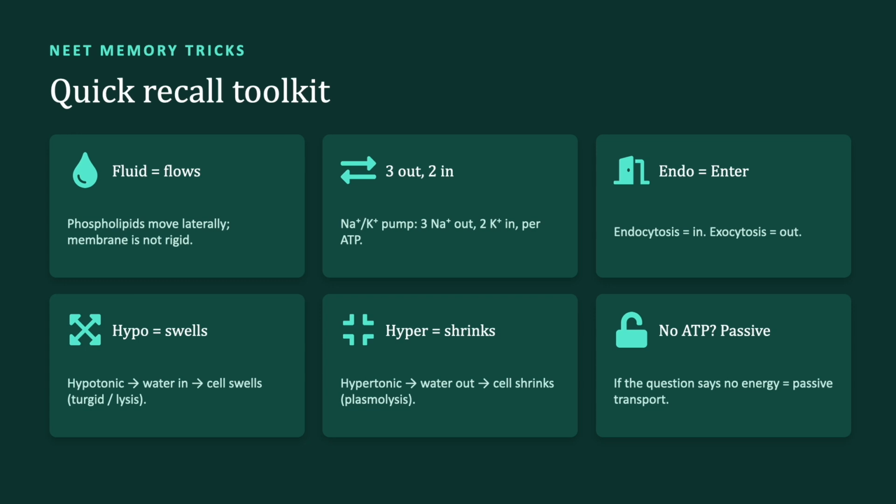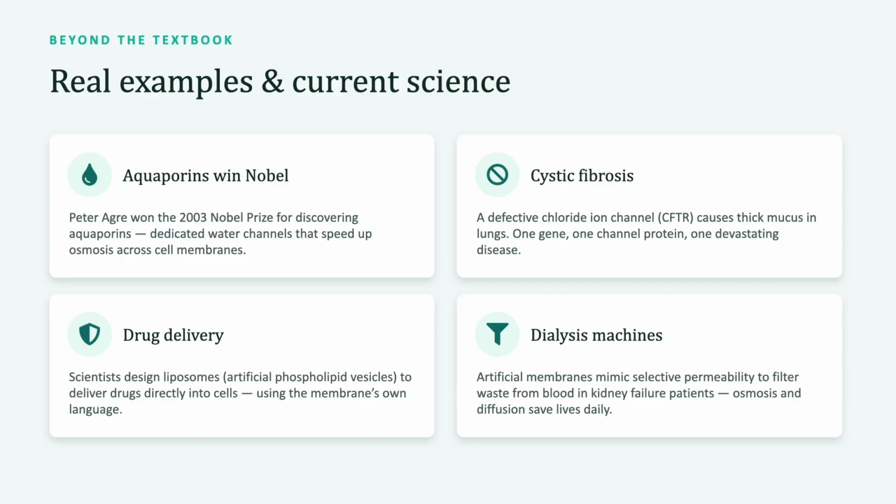Hypotonic means the cell swells: turgidity or lysis. Hypertonic means the cell shrinks: plasmolysis or crenation. And if the question says no energy, the answer is passive transport. Say these 6 out loud a few times and they will be right there when the examiner tries to trick you.